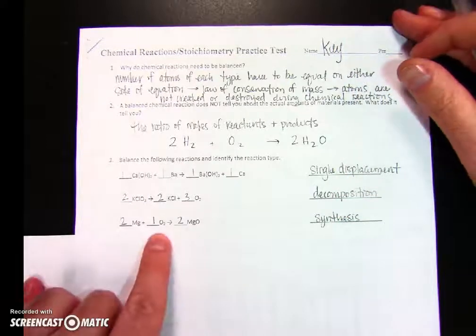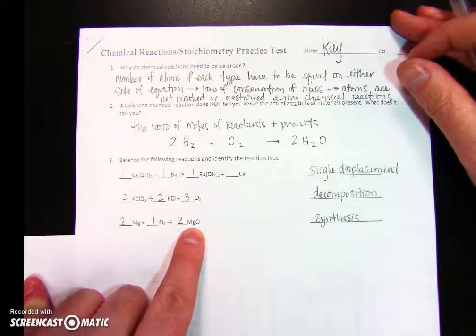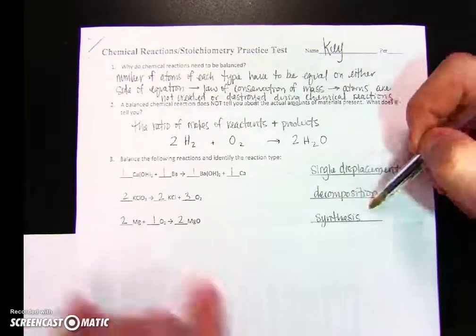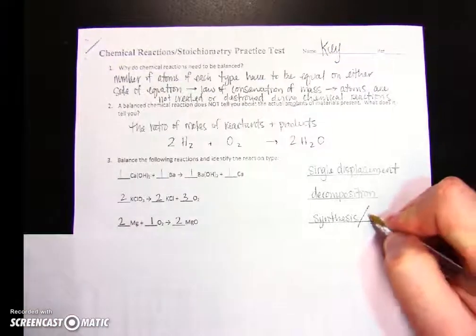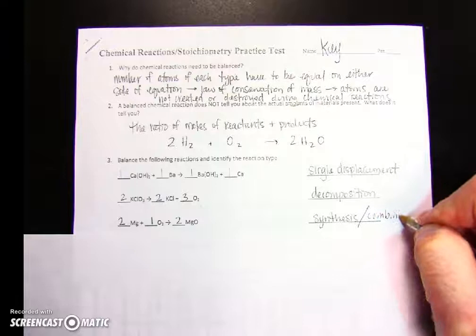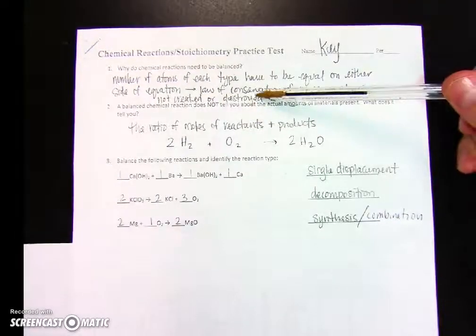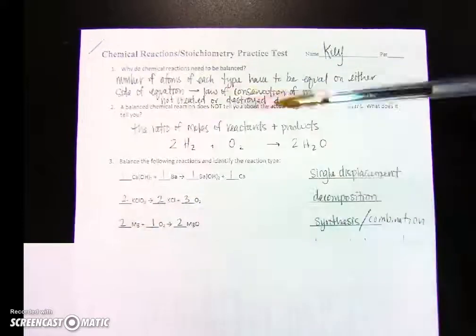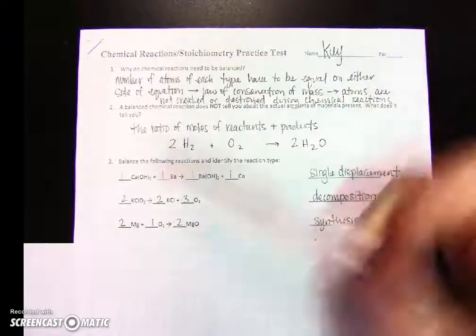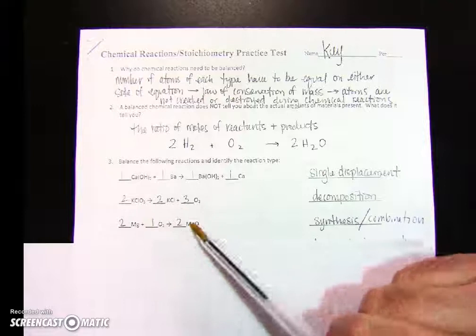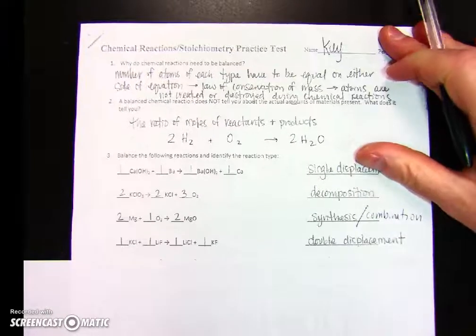Magnesium and oxygen come together to produce magnesium oxide. This is called a synthesis reaction, also sometimes called a combination reaction. You'll hear people refer to both of those. Again, it's irrelevant what the coefficients are. What matters are 2 separate substances coming together to give you 1.